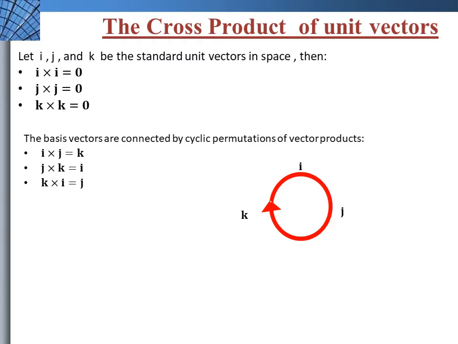So this is the way of writing: i cross j equals k, j cross i should be equal to minus k, and j cross k equals i. What will be k cross j? It should be minus i, and k cross i is equal to j. Then what will be i cross k? It is minus j.